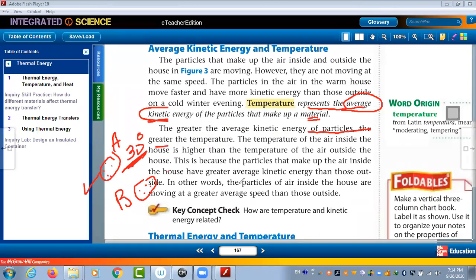So again, how are temperature and kinetic energy related? We have to say that temperature represents the average kinetic energy of the particles that make up a material.